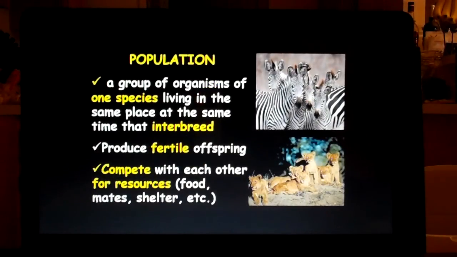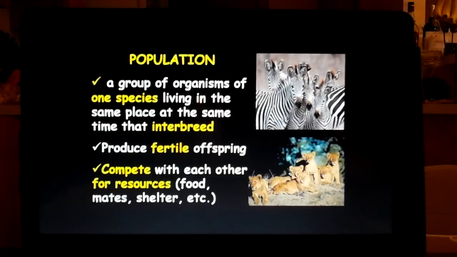So what is a population? A population, like I said earlier, is a group of organisms, a group of organisms that are the same species, though. So we can't have a monkey and a starfish and a bee. That's not going to be a population. Population is going to be like a group of humans or a group of starfish or a school of fish. So a population is a group of organisms, one species living in the same place at the same time that interbreed. They produce fertile offspring.